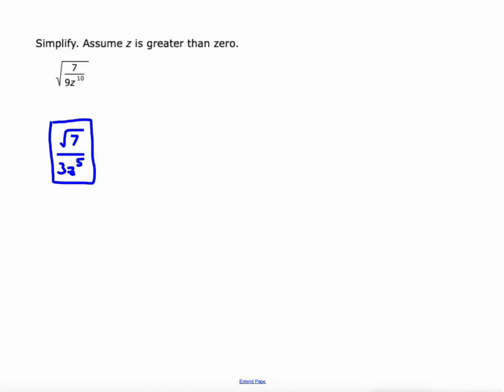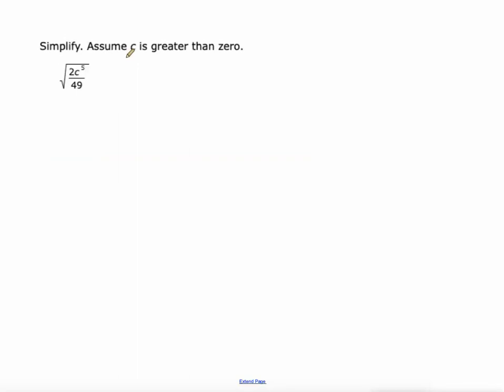Let's keep going. I know I'm going fast, but please rewind if you see something that you need another look at. All right, again, denominator is a perfect square. I can't simplify inside the fraction. In the numerator, though, I'm going to look at that c to the 5th as c to the 4th times c. That's still c to the 5th, and now c to the 4th is a perfect square. Denominator square root of 49 is 7.